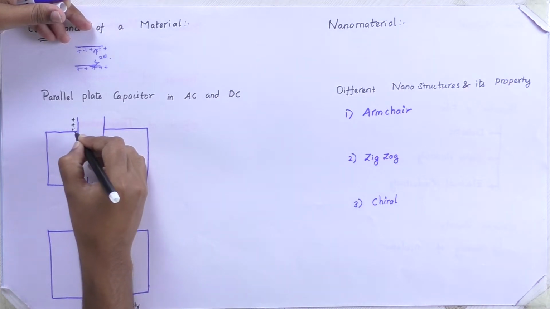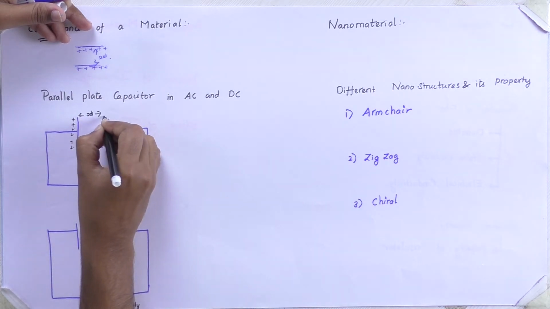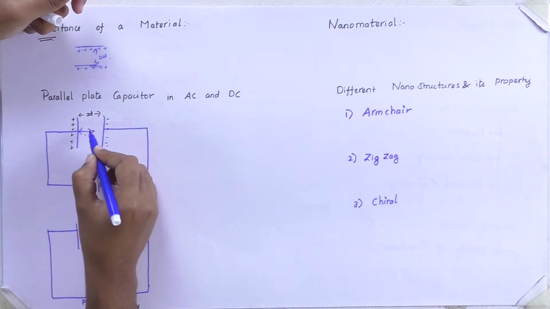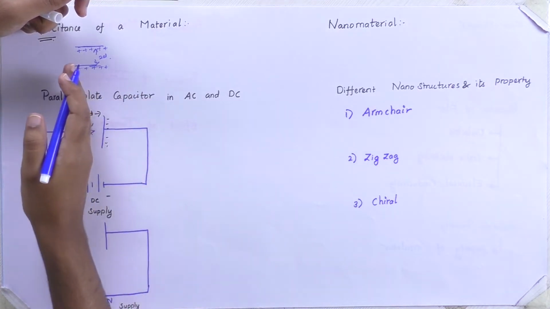So we will assume a parallel plate capacitor, that is, two conducting plates placed at a distance of 2D. When the capacitor is connected to a DC supply or to an AC supply, the behavior of the capacitor varies. First of all, in a capacitor the current will never flow inside the plates. The current will be on the surface of the plates. That is, there will be no conduction in between the plates; every conduction will happen on the surface of the plates.